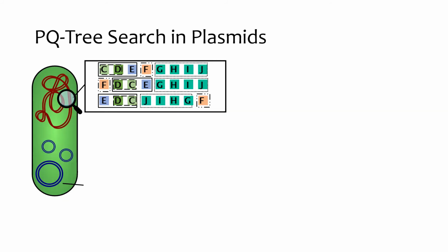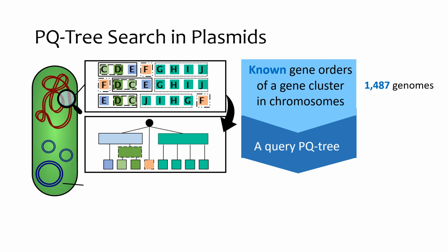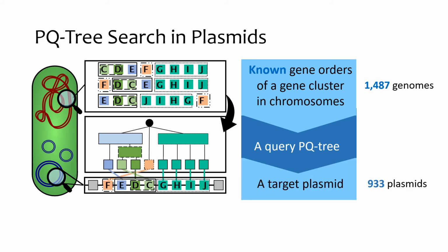In our analysis, we extracted gene clusters from chromosomes of about 1,500 genomes, and then constructed picture trees based on their different gene orders. Using the picture trees as queries, we applied picture tree search to find instances of the gene cluster in plasmids. We had two objectives.